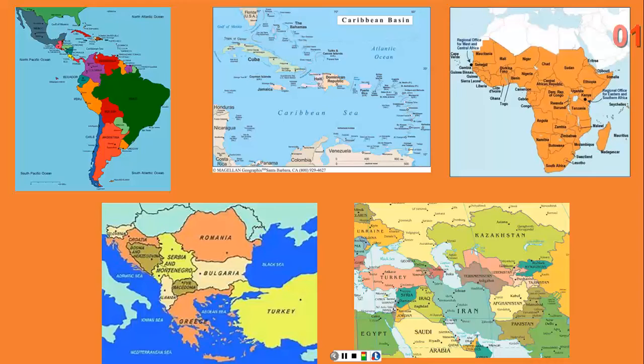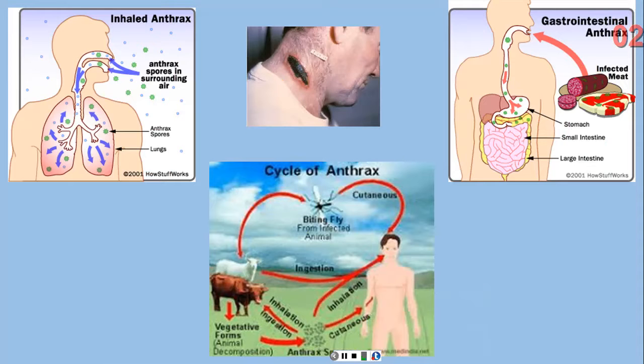It is most commonly found in developing countries such as Central and South America, Sub-Saharan Africa, Central and Southwest Asia, South and East Europe, and the Caribbean. There are 3 types of anthrax: cutaneous, inhalation, and gastrointestinal. This bacteria mostly affects herbivores such as horses, cattle, and sheep, but can also affect humans. It is rare but possible for a human to contract anthrax from encountering an infected animal or animal products.